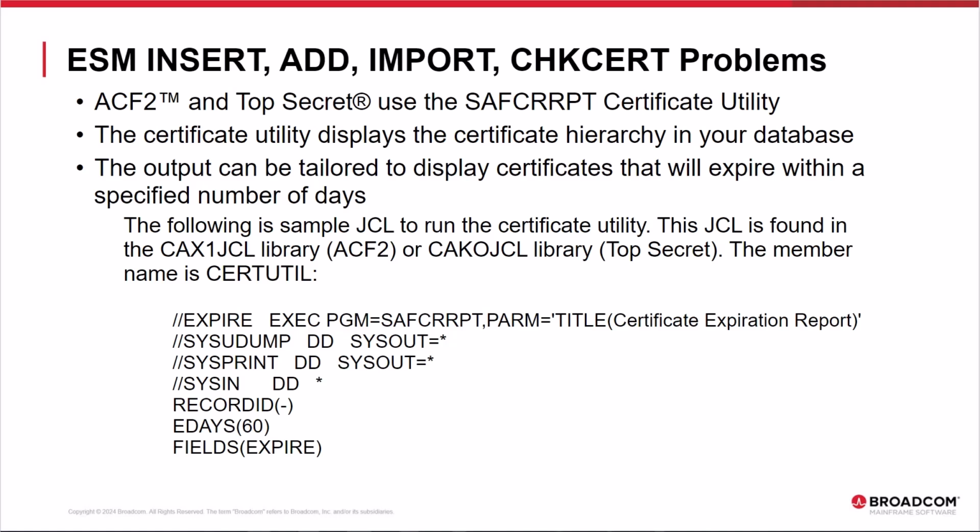The only three parameters needed to see expiring certificates are Record ID, eDays, and Fields. Record ID specifies that we want to run this report for all certificates in the database. eDays 60 is a filter specifying that only certificates expiring within the next 60 days are displayed. You can customize this to be a range between 1 and 365. Fields expire will display the expiration date of the certificate. The link for the certificate utility will be provided in the ACF2 text file available for download.